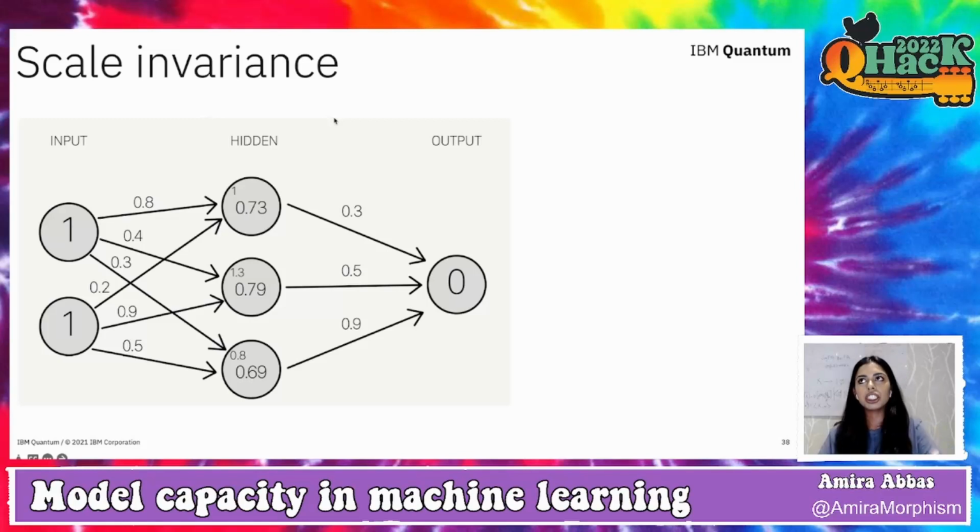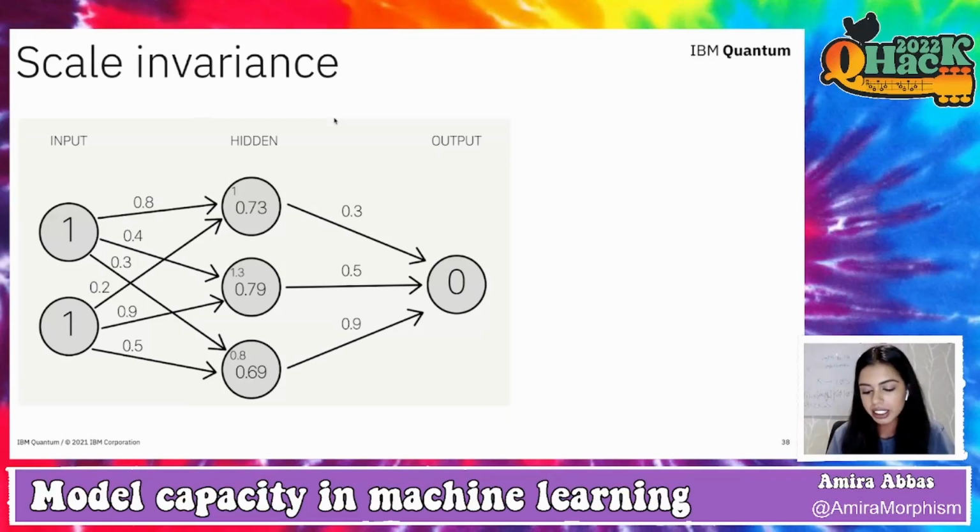Now, what does that mean? Imagine you give me a neural network, and I want to be able to tell you what the capacity of this neural network is, what its expressivity is. But if you give me the same neural network with weights that are just multiplied by some scalar value, that's essentially the same model, right? Weights multiplied by some inconsequential transformation.